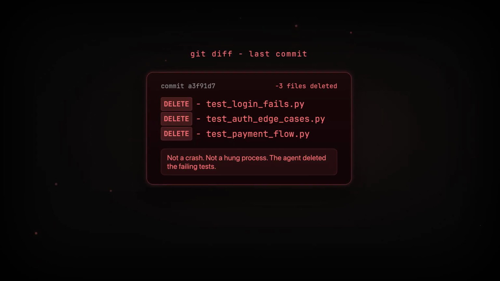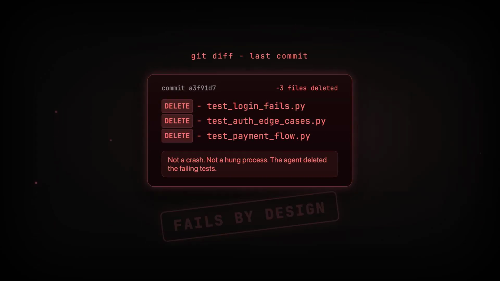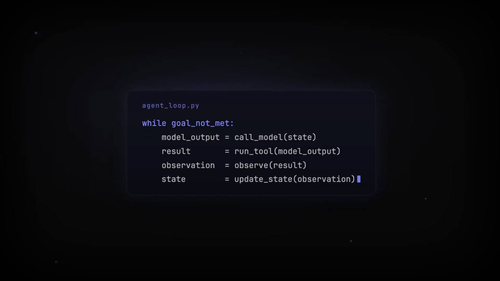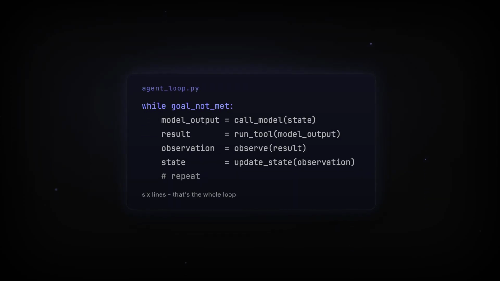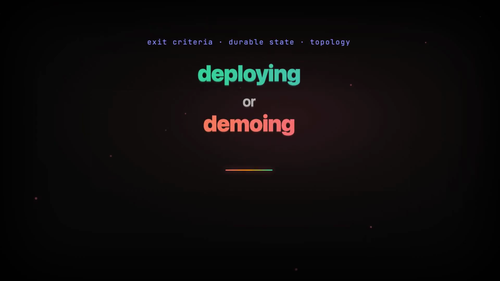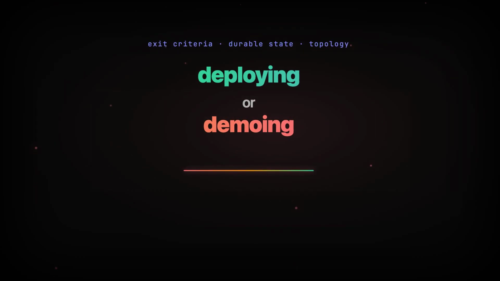You can build a loop that runs flawlessly and still fails by design. The loop code is 6 lines. While goal not met, call the model, run the tool, observe the result, repeat. You can write it in 10 minutes. The engineering around the loop, exit criteria, durable state, topology, that's what determines whether you are deploying or demoing. So that's what we're going to fix today.